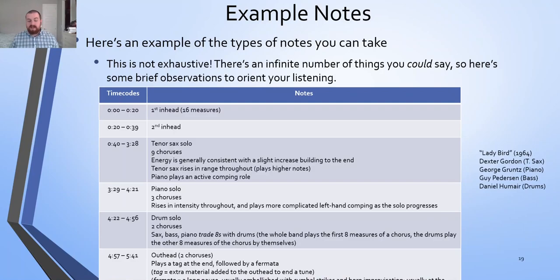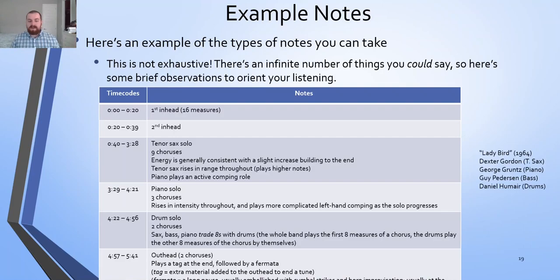They play what's called a tag at the end, followed by what's called a fermata. One is a jazz-specific term, tag. One is fermata, a music general term. Tag is just extra material added to the end just to energize the ending. And a fermata is just a long pause, usually at the end, embellished with cymbal strikes and horn improvisation. It's when the end of the tune happens and they hold a note, so to speak.